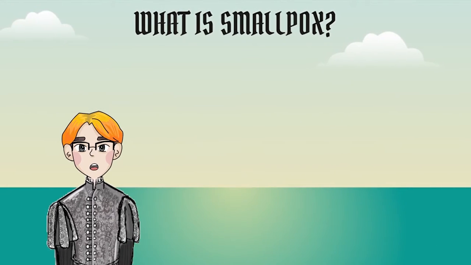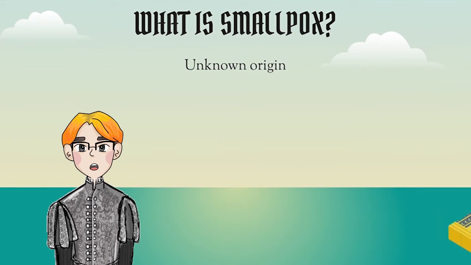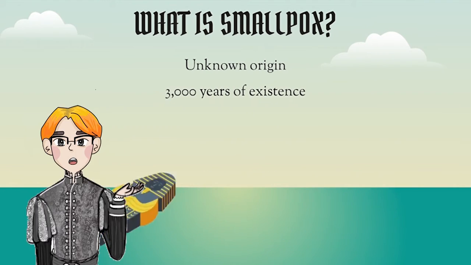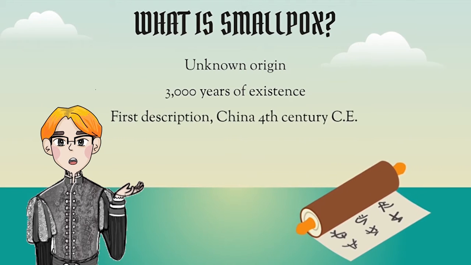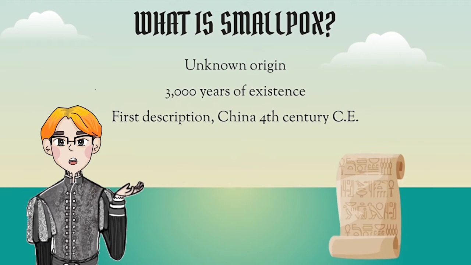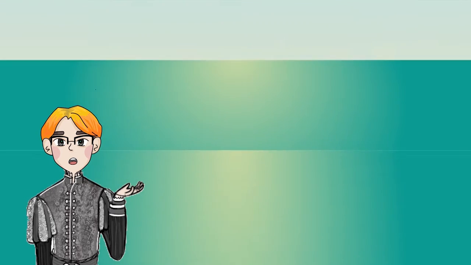The origin of the smallpox is unknown, but the finding of smallpox-like rashes on Egyptian mummies suggests that the smallpox has existed for at least 3,000 years. The earliest written description of a disease like smallpox appeared in China in the 4th century, Common Era. Early written descriptions also appeared in India in the 7th century and in Asia Minor in the 10th century.